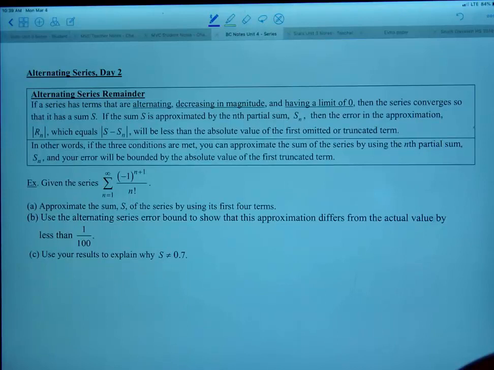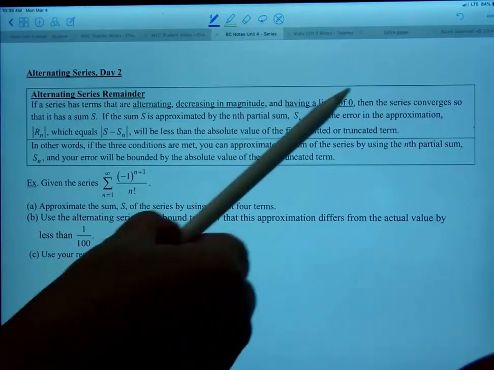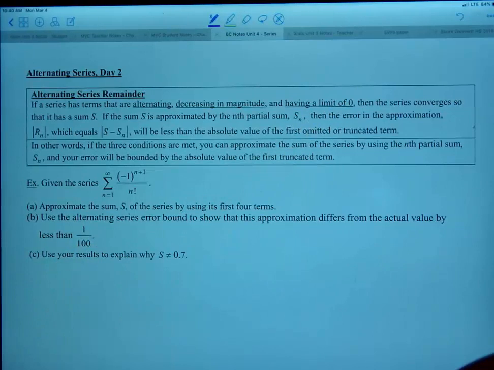I want you to think about what are the 2 things that have to occur in order for an alternating series to converge. I want you to talk to your table. If you have to look, you can look. But if you can do it without looking, don't look. Ready, go. What are the 2 things that have to be true? You remember? What's one of them?